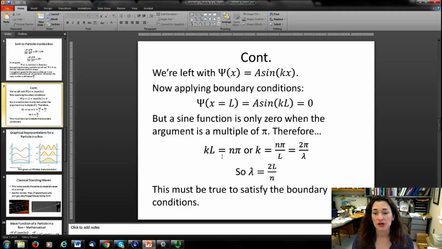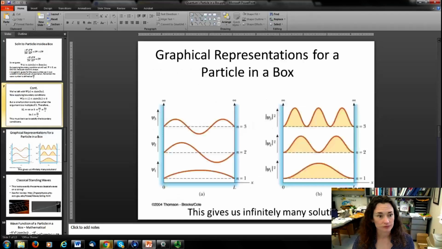And we also know that k, just by definition, is 2 pi over lambda. And so that tells us we can simply solve for what our wavelength would have to be, and we end up with lambda is equal to 2 times L over n, where L is the length of our box and n is some integer. And this has to be true in order to satisfy those boundary conditions.